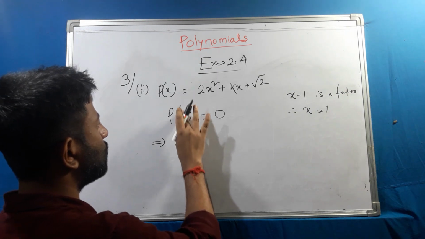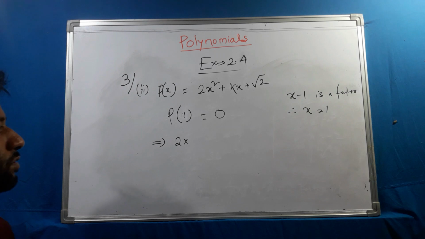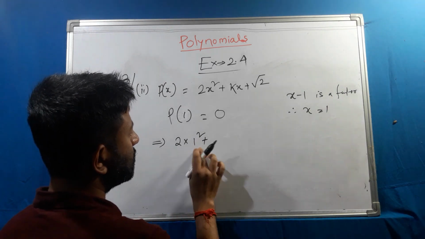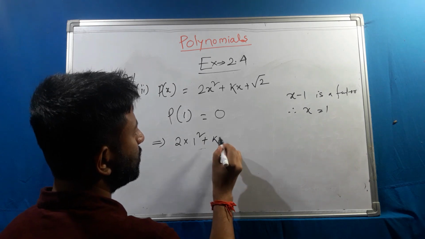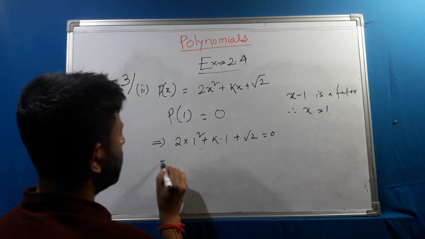So I can put in 1 because at x = 1, p(x) should be equal to 0. So 2 into 1² plus k into 1, the value of x is 1, plus √2, this should be equal to 0.